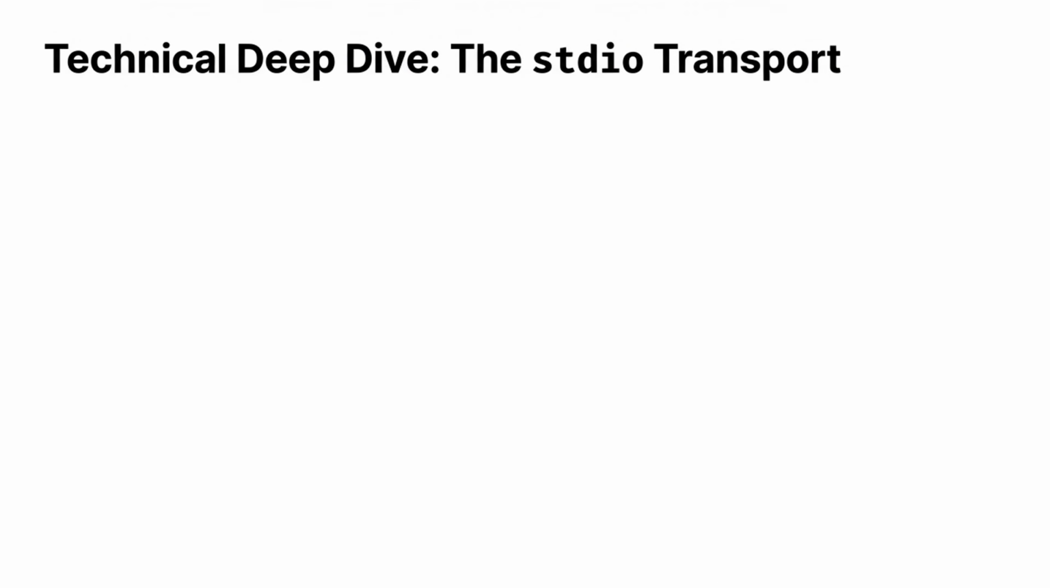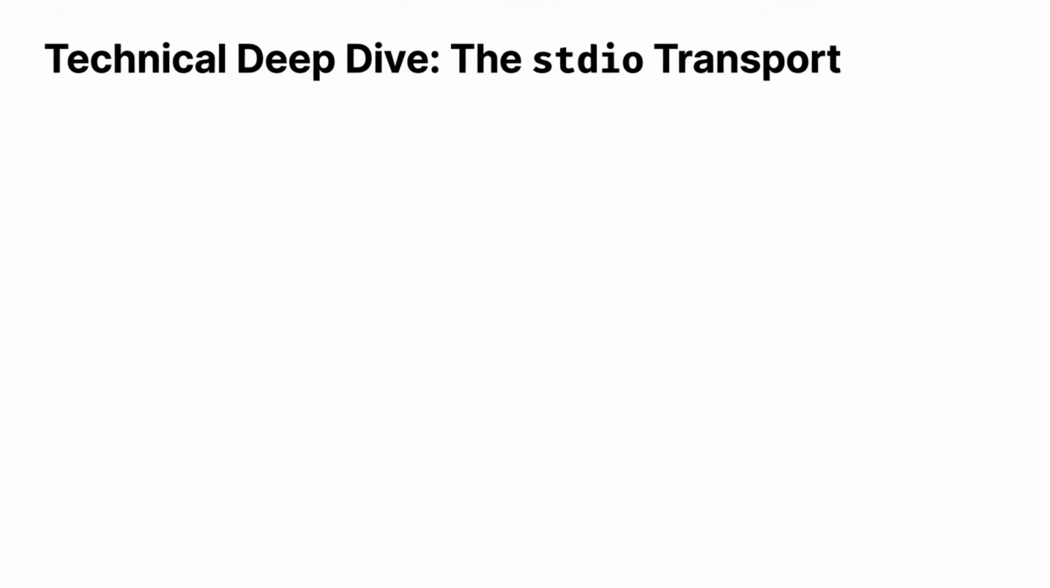We just discussed that if you are building a desktop AI app or doing local development, local transport is your best friend. It uses the standard input and output streams. We call this STDIO, and it has ultra low latency because there is no network involved. The communication is basically instant and incredibly secure.